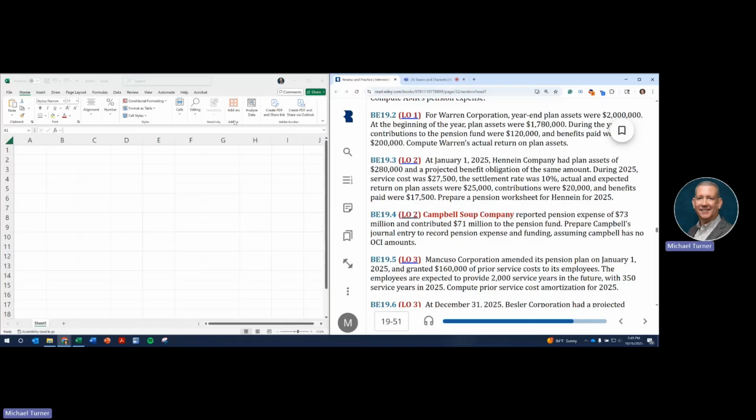Let's set up our worksheet, and then we'll go back in and we'll identify the required information. All right, so the name of the company is High Need Company. And this is our pension worksheet for 2025.